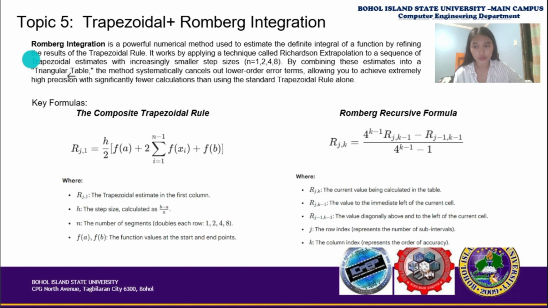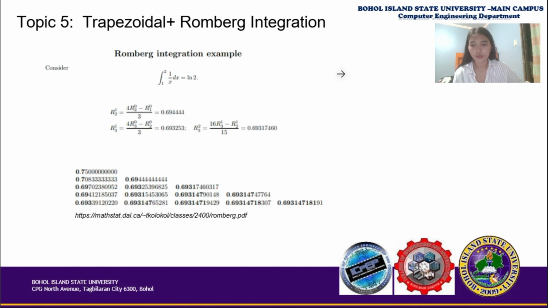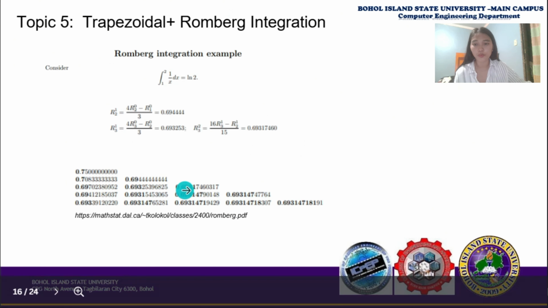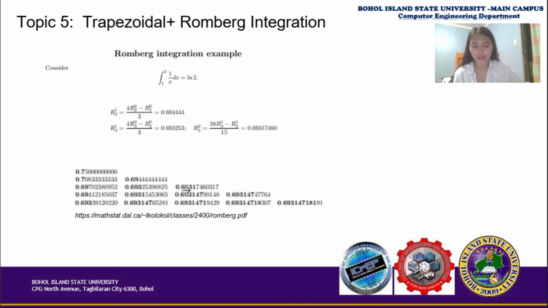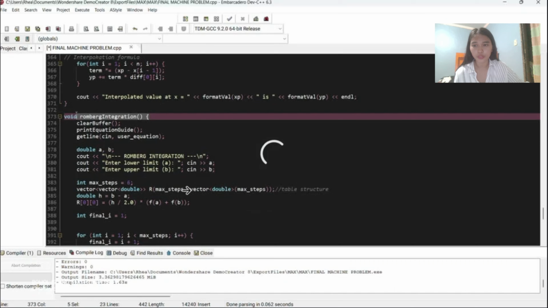So as you can see here below, this is the rule for the trapezoidal rule. And this is the formula for the trapezoidal rule and the formula for the Romberg. So this is the visual Romberg table. This is the sample problem: 1 over x with the limits 1 and 2 for polynomial, and this is for trigonometric. Okay, let's watch the code.